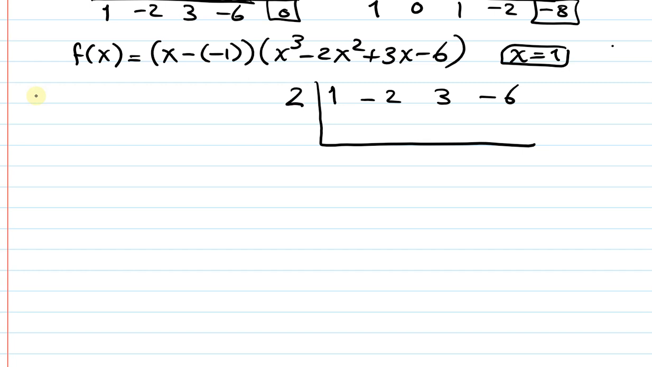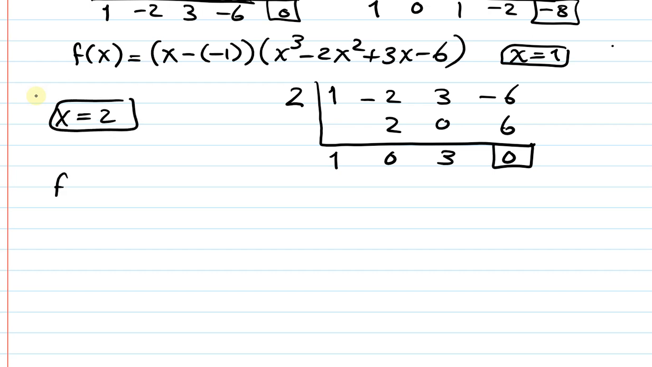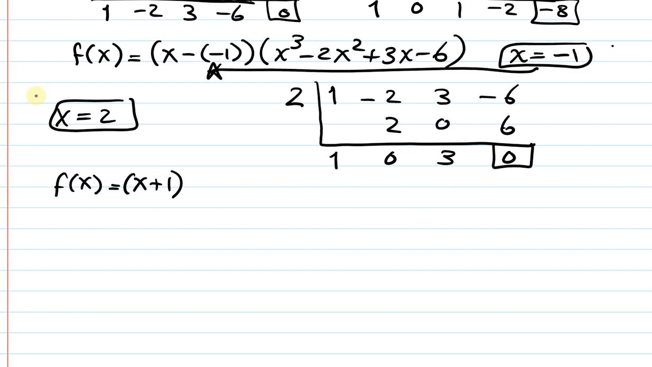I tried 1, it didn't work. Let's try 2. Hopefully it works. Bring down the 1, multiply, 0 times, multiply. Perfect. We got another 0 of this polynomial. So x equals 2 is also a 0. The factored form so far, f of x is x plus 1. I'm sorry, we found x to be negative 1 here. I said it, I just didn't copy it correctly.